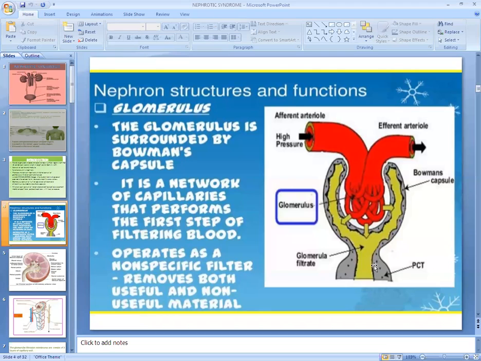Then it continues as tubular system, that is the proximal convoluted tubule. So it is the filtering part of the kidney, that is the glomerulus. This is the Bowman's capsule and this is the tuft of capillary, together forming the glomerulus. It is the network of capillaries that perform the first step of filtering the blood. It operates as a non-specific filter. It removes both useful and non-useful material.